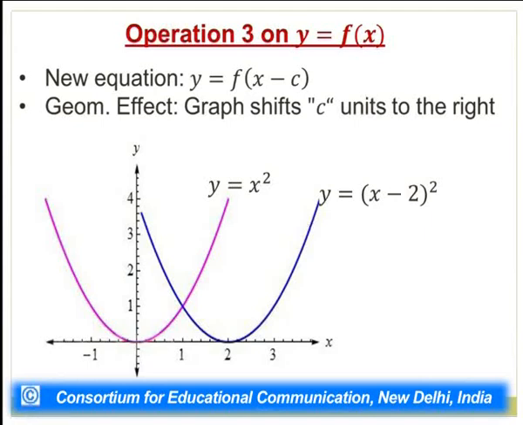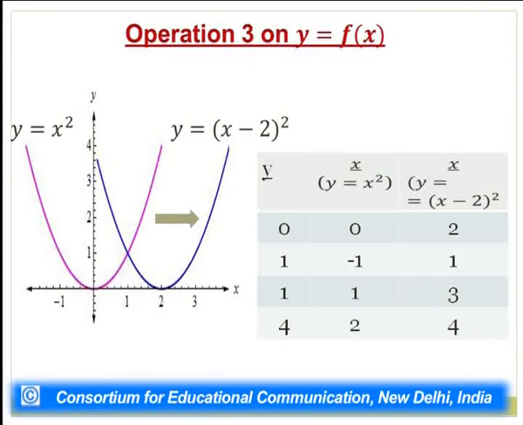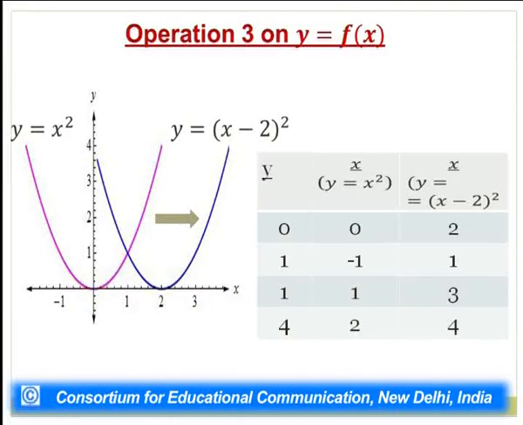Now the question that many students have at this point is, why does having f of x minus c shift the graph c units to the right and not c units to the left? So let's try and understand this. To make you understand this, I will use the same example that I had used on the previous slide. Let us again look at the graphs of x square and x minus 2 the whole square.